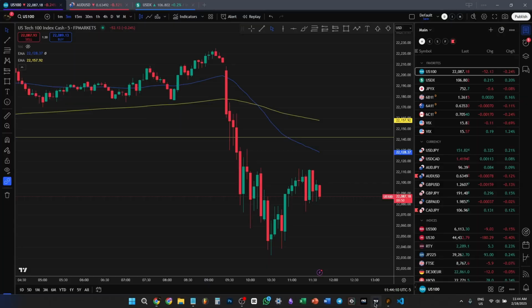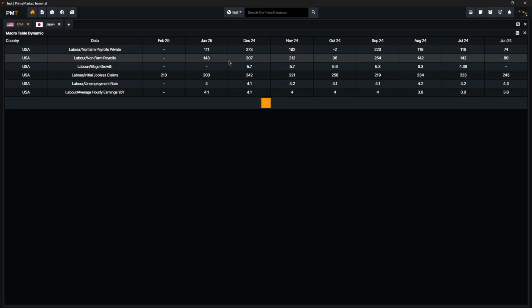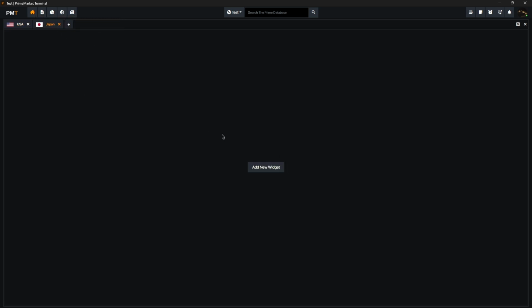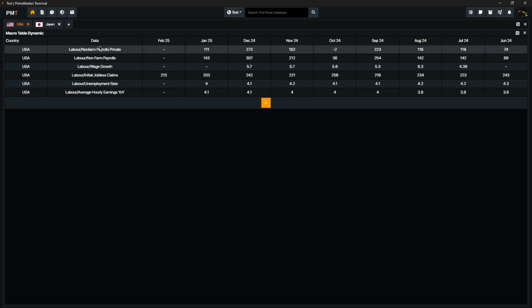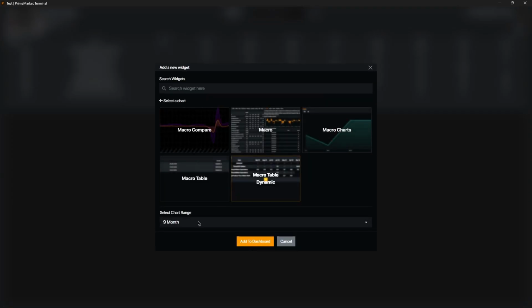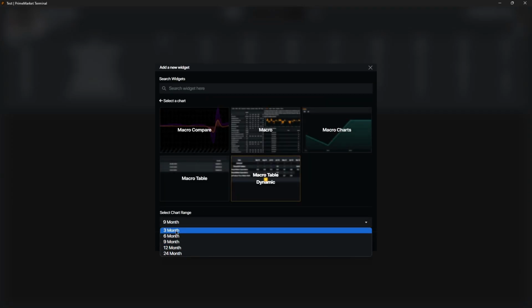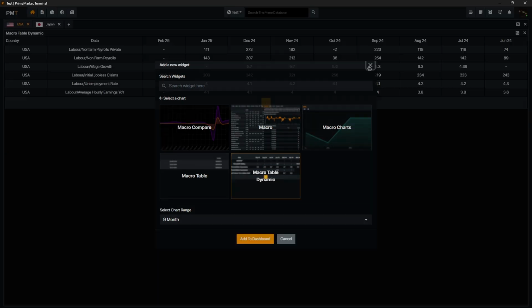So this in a sense, it kind of gives you an overview of the economy. So as I said, it's not complete, but you have USA, you have Japan, which I haven't added anything yet, but you can see that it just has the macroeconomic data, and it has a 6 month or 9 month. You can change that, so you can come here and you can select the range for 12 month, 3 month, whatever, but I select 9 months.